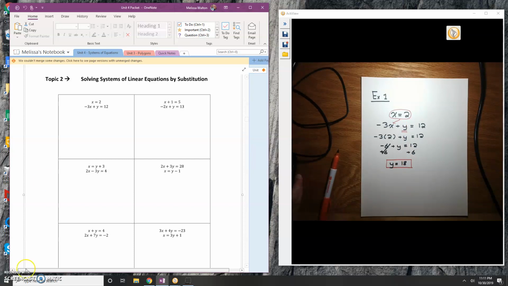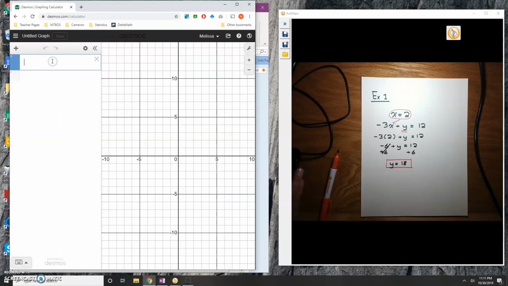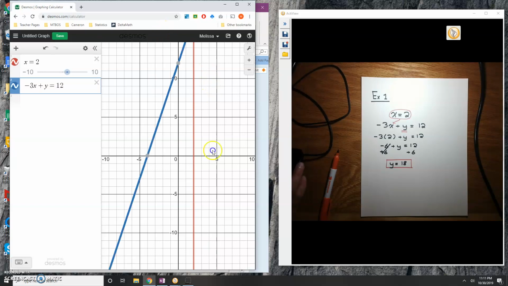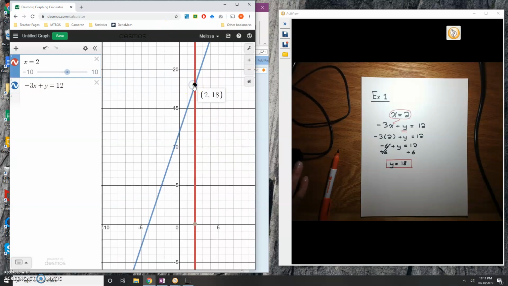And we can always use technology to double check our answers. If you are wanting to, you're able to check by graphing. I have x is equal to 2, negative 3x plus y is equal to 12. And sure enough, if I look for my intersection, just like I told you guys, x is equal to 2, y is equal to 18. So that is our answer to our first one.